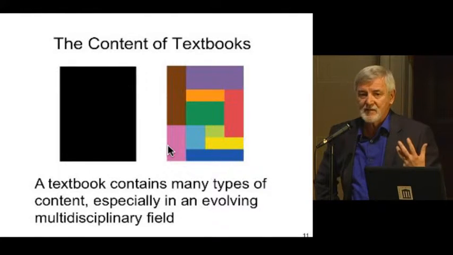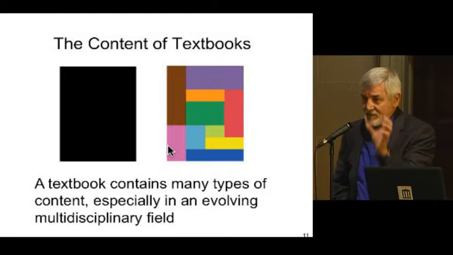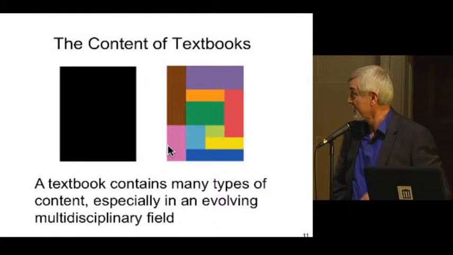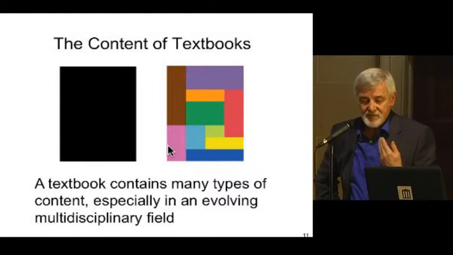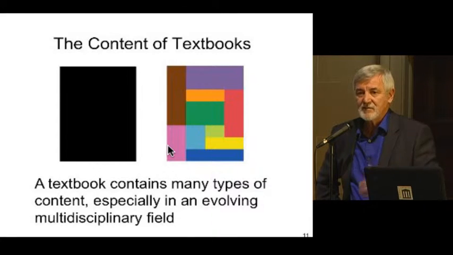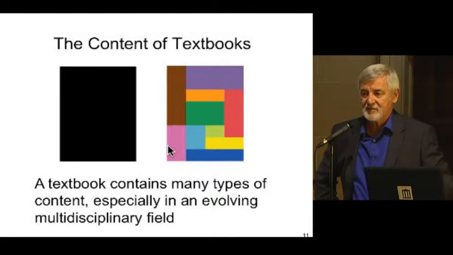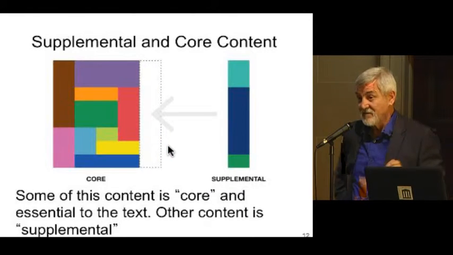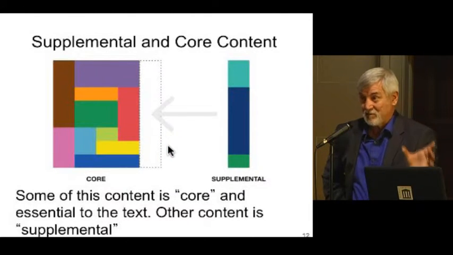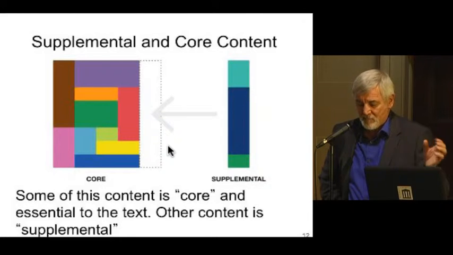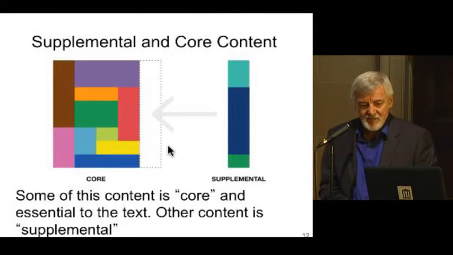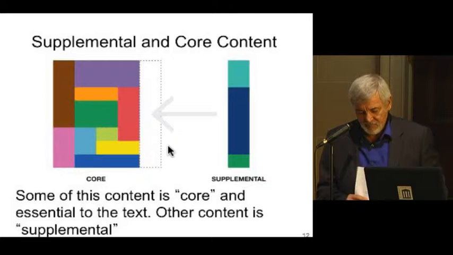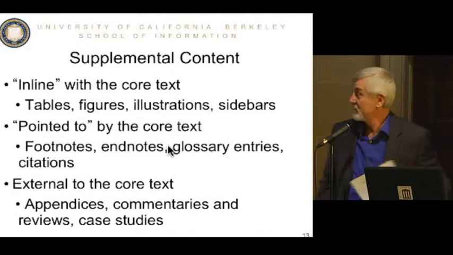different kinds of content. It might have core text, but it will also have lots of supplemental materials from different disciplines. It might have simulations, examples, data sets, case studies, all kinds of things. And you could treat some of that as the core of this discipline that you're trying to write about, and some of it is the supplemental parts. And again, this is not a new idea. We've always had supplemental content in books.